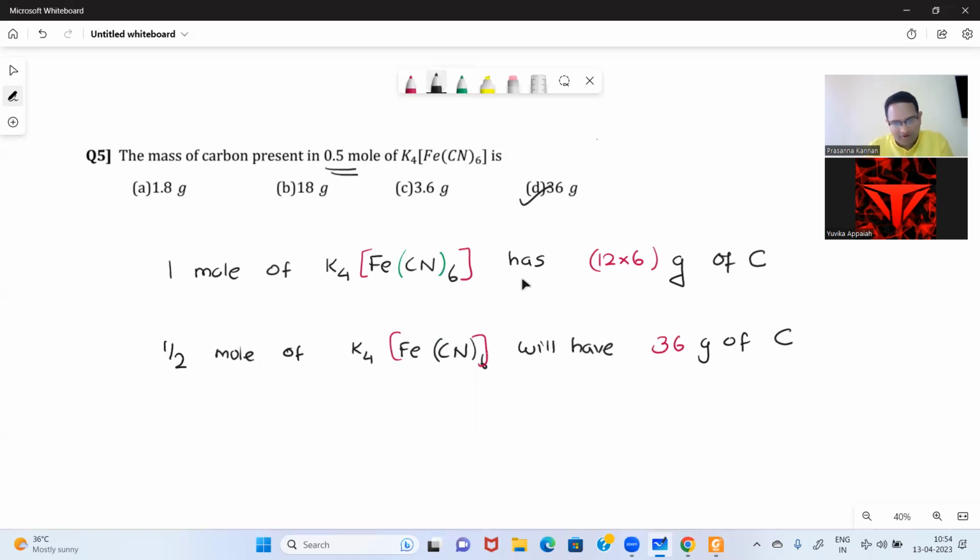So we did not have to find out the molecular mass of the total substance. Clear? You can make a note of it, Yuvika. Excellent. Shall we move on to the next question? Yes.